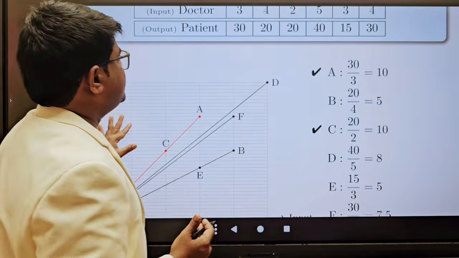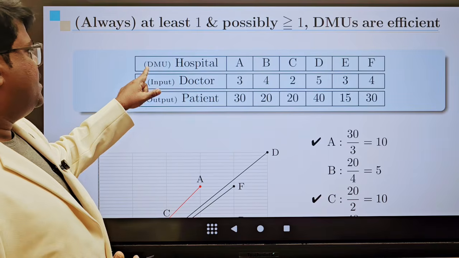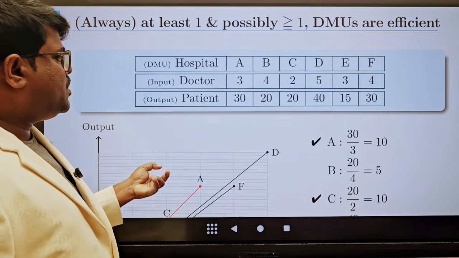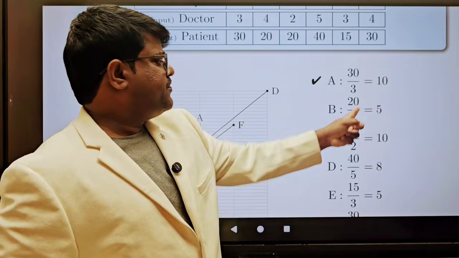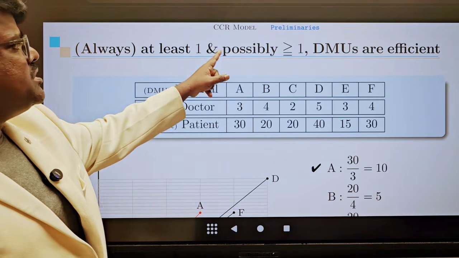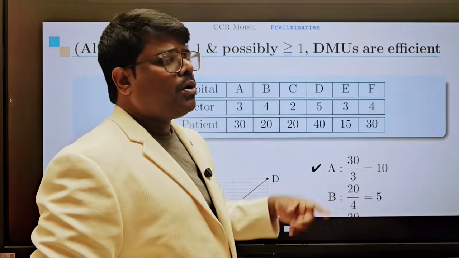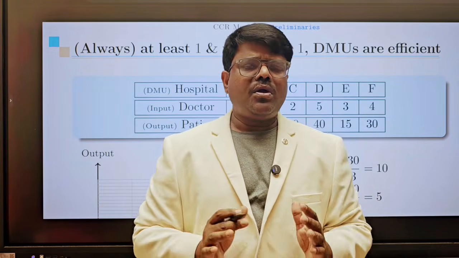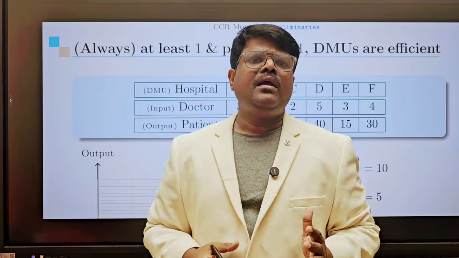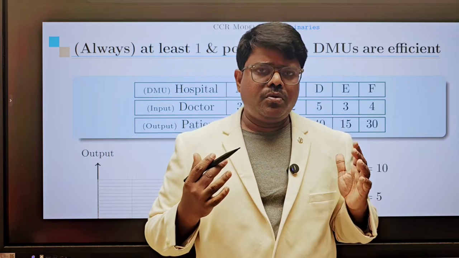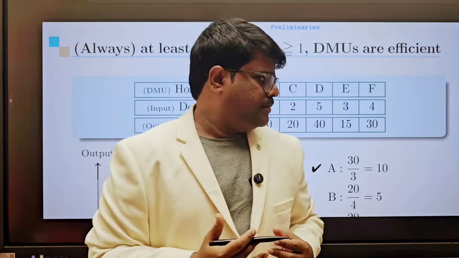Simple. Here they are telling this is a hospital, DMUs are hospitals A, B, C, D, E. This is input and this is output. In this case, A is also efficient, C is also efficient. So always at least one, and possibly greater than or equal to 1 DMU, are efficient. Simply, they want to say that not always a single winner will be there. More than one, two winners will also be there. Two DMUs will also be efficient.